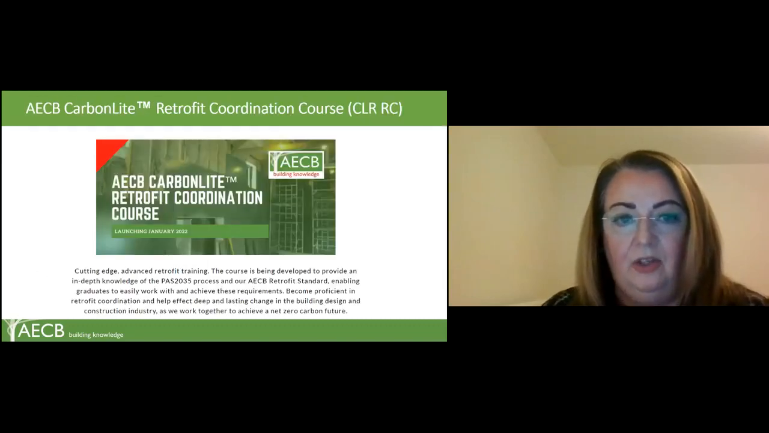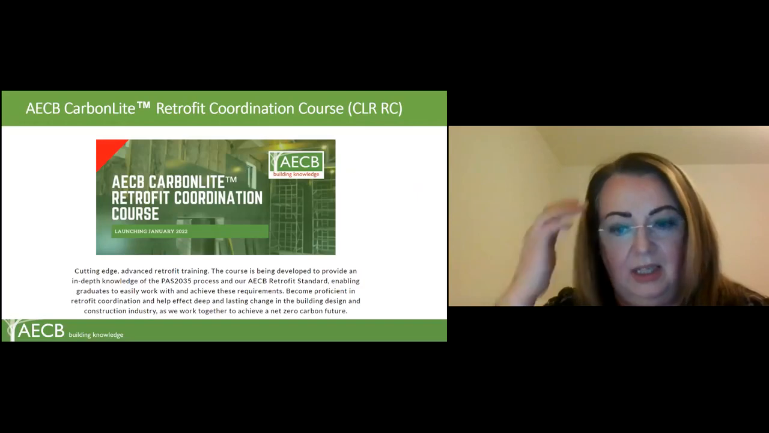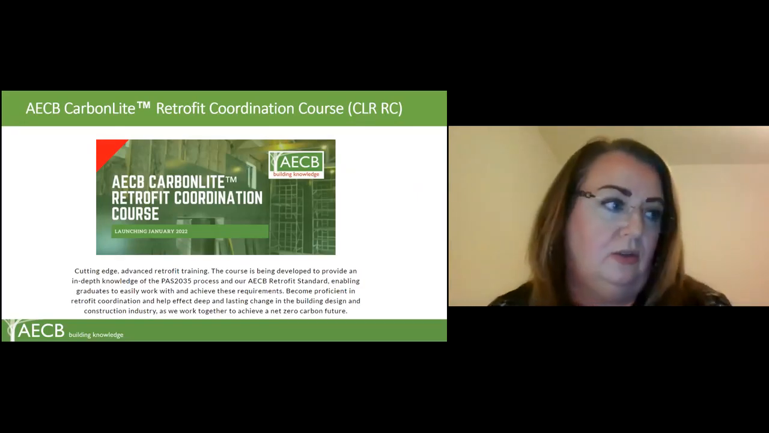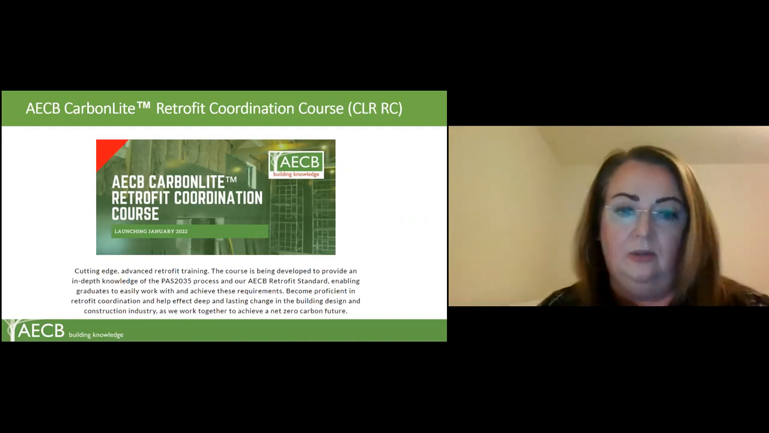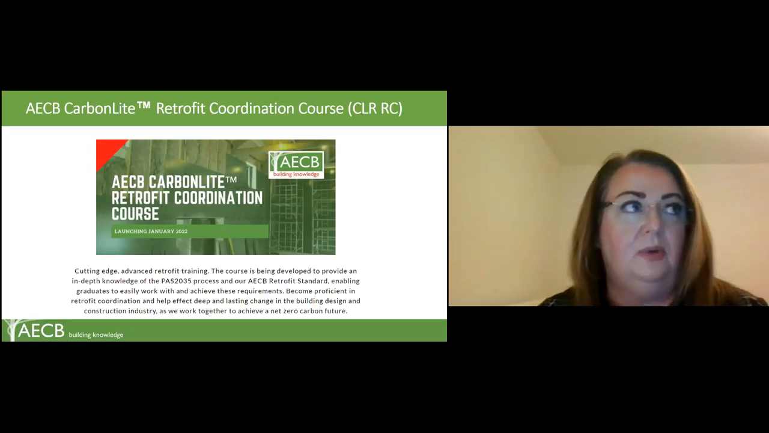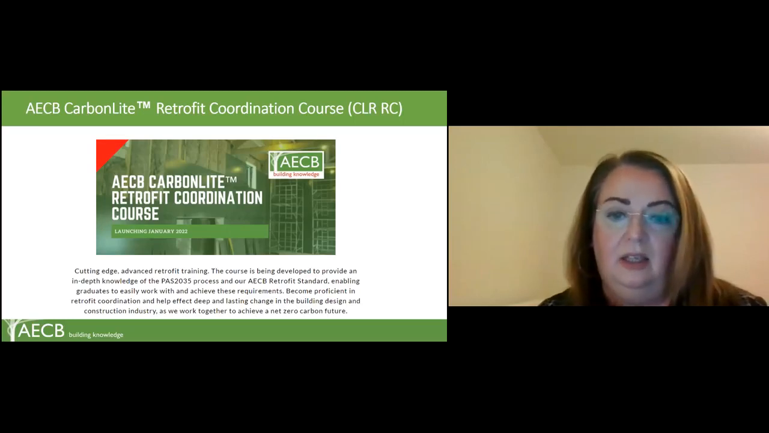The new course, Retrofit Coordination, is basically being changed from a level 5, which we were hoping to do last year, into actually looking more at the PAS process itself and trying to push best practice in line with the AECB's retrofit standard. It does cover the role of the retrofit coordinator and roles within the PAS, and it does talk about the PAS process and how it works.